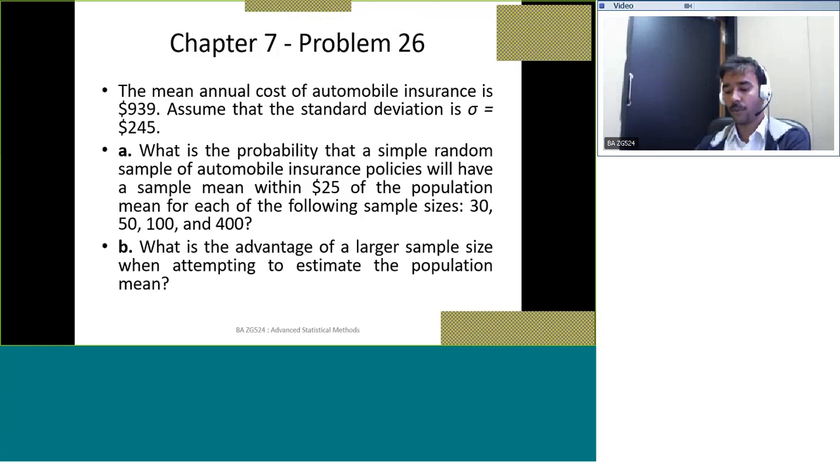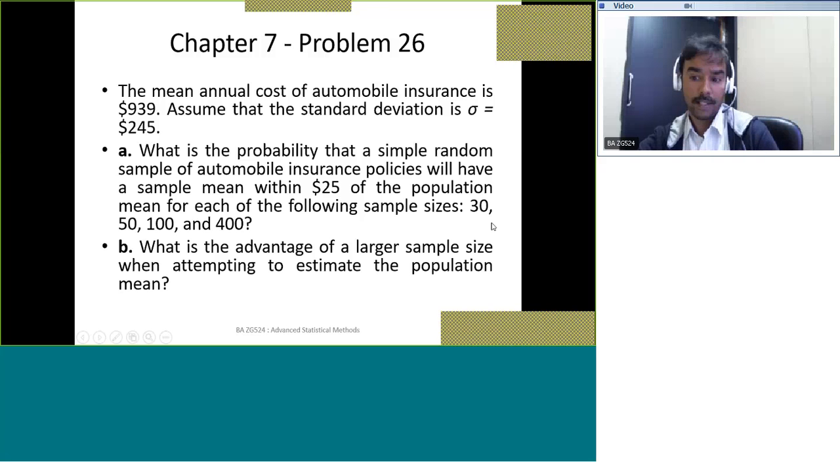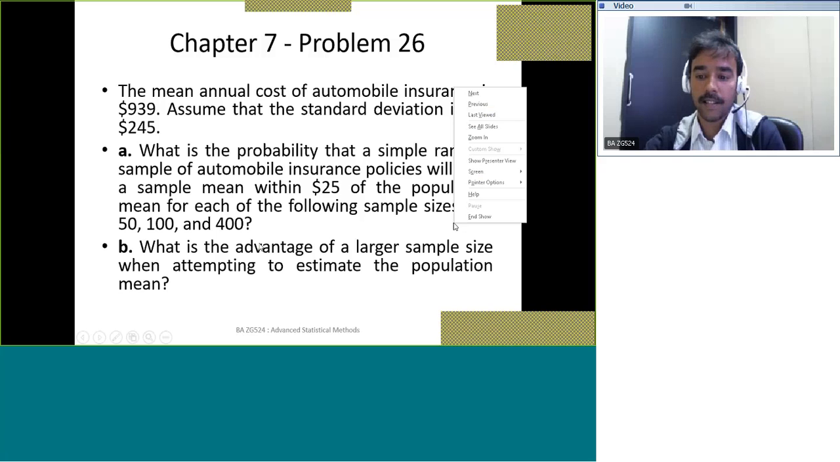Yes, correct. So that's what we are doing here. We are calculating the probability of a sample mean within $25 of the population mean. Let us try that. I'm taking the sample sizes 30, 50, 100 and 400. Let us try this question.